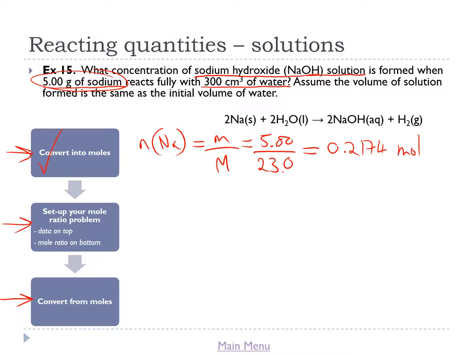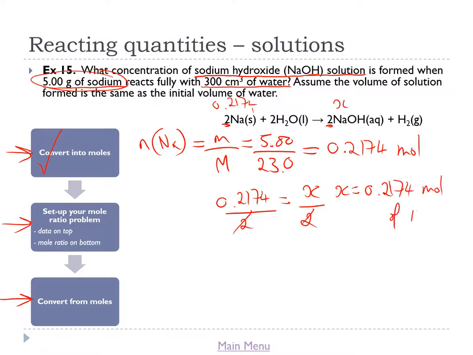Next thing we need to do is to set up our mole ratio problem. So we should be getting used to this by now. What we're going to do is remind ourselves that we're trying to find the number of moles of sodium hydroxide. So the sodium hydroxide will be x. And we've already got the number of moles of sodium now, 0.2174. So set up our problem, we're going to say 0.2174 over 2 equals x over 2, because there are two sodium hydroxides. And in this one, we can see that both those twos cancel. So clearly, x equals 0.2174 moles of NaOH.